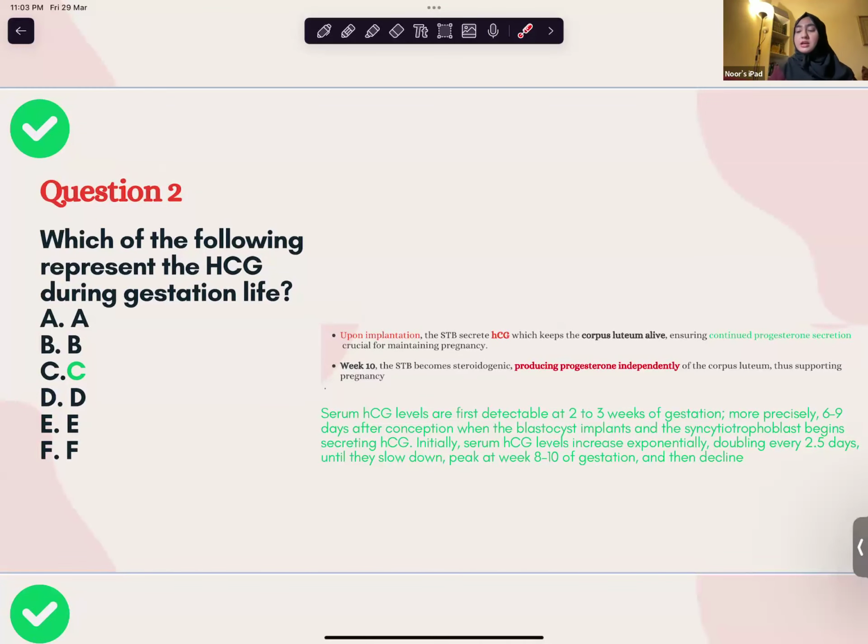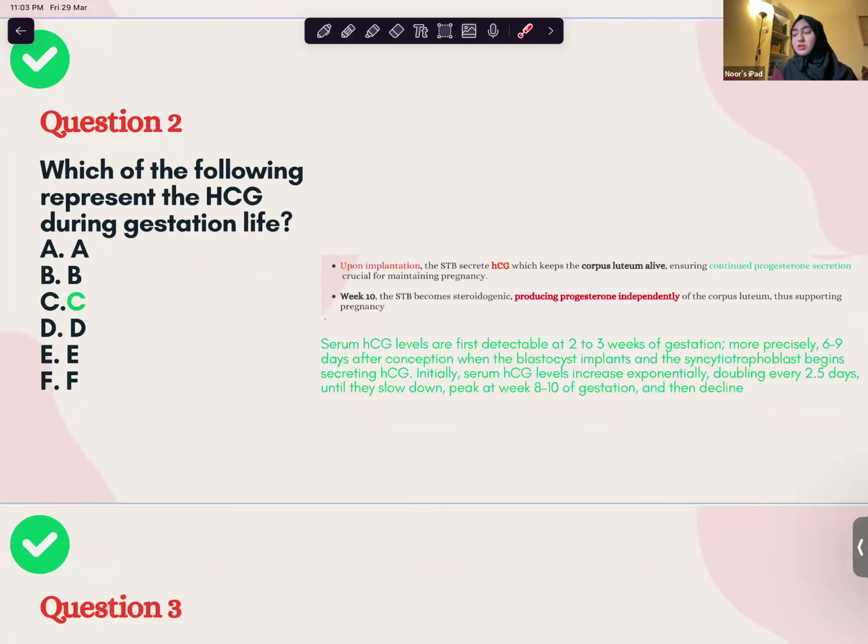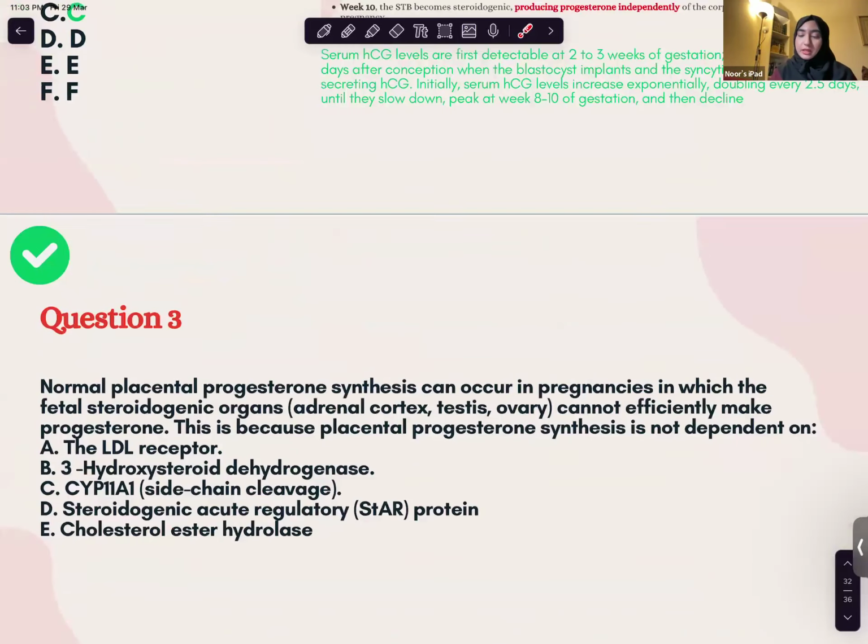These are from my slides, which say that upon implantation, the syncytial trophoblast secretes HCG, which keeps the corpus luteum alive, ensuring continuous progesterone secretion, crucial for maintaining pregnancy. And after week 10, the progesterone is being produced independently and it's no longer depending on the corpus luteum or HCG.